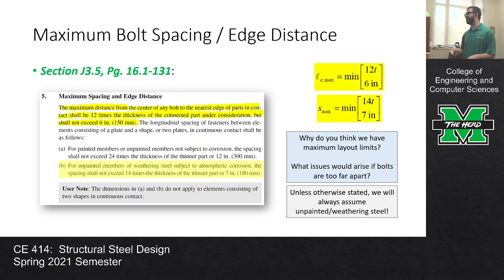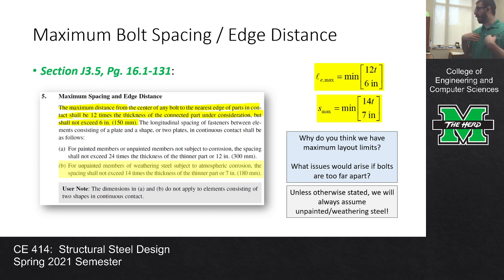What that first sentence is saying is that the maximum edge distance is either 12T or 6 inches, whichever governs. In this case, that's the minimum of those 2, and that has nothing to do with the corrosion protection system. Is it painted or is it unpainted? The code says I don't care about that. That's your limit on maximum edge distance. But for bolt spacing, we have 2 bullets, a bullet A and a bullet B, and dependent upon your surface condition, we have different requirements.